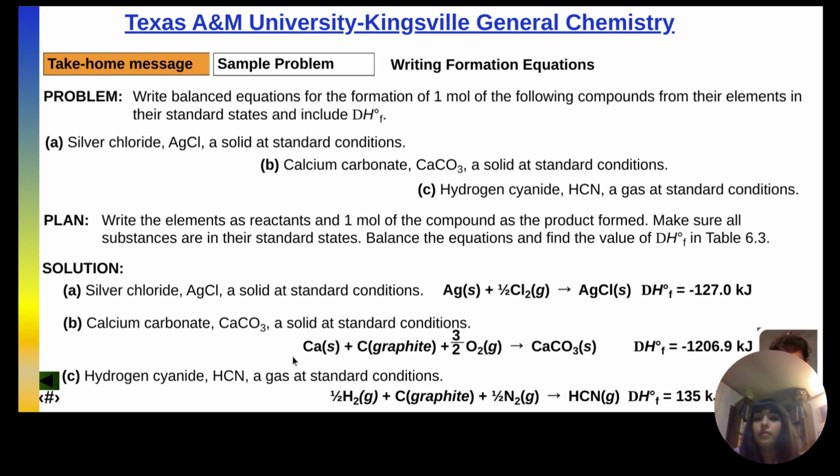For B, our calcium carbonate, we have calcium solid, carbon graphite, which is solid, plus 3/2 O2 gas. And there again is our 2 for the gas.